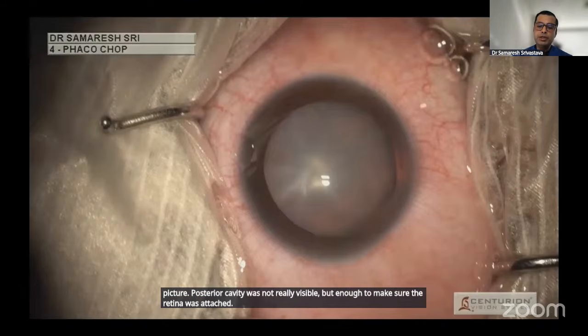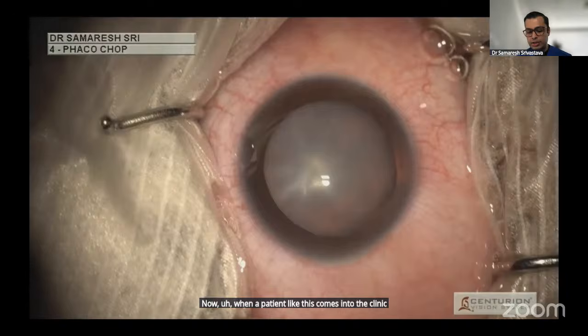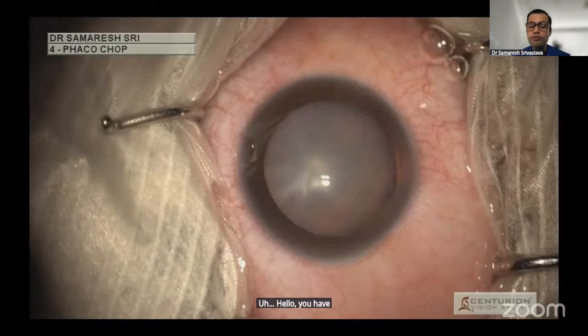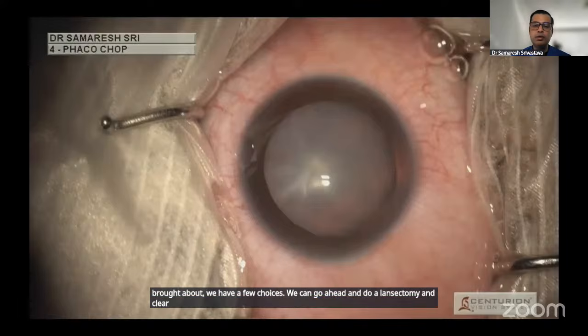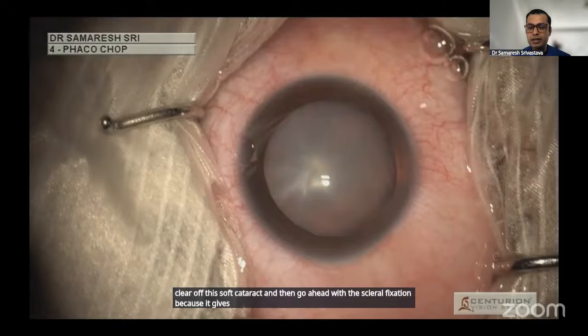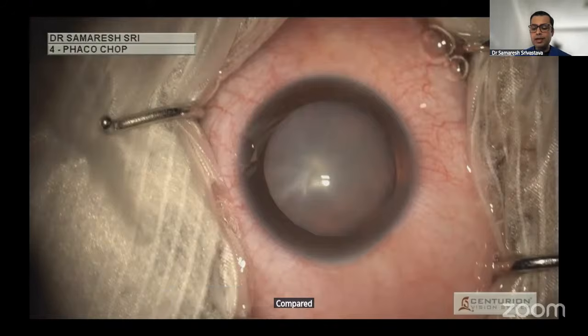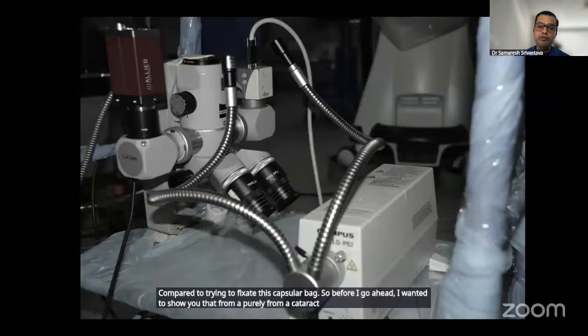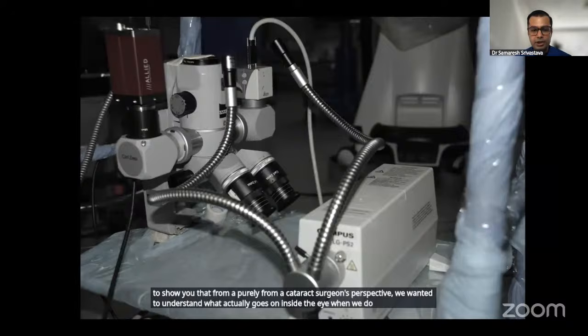Now, when a patient like this comes into the clinic, like Dr. Shobit was discussing previously, and Dr. Ramamurthy had brought about, we have a few choices. We can go ahead and do a lensectomy and clear off this soft cataract, and then go ahead with the scleral fixation because it gives us ease of access and it's a quicker procedure compared to us trying to fixate this capsular bag. So before I go ahead, I wanted to show you that purely from a cataract surgeon's perspective, we wanted to understand what actually goes on inside the eye when we do a primary scleral fixation versus when we do a CONE or try to preserve the capsular bag.